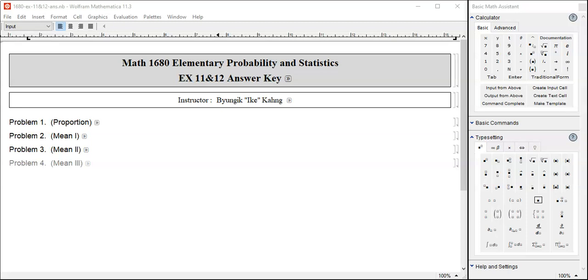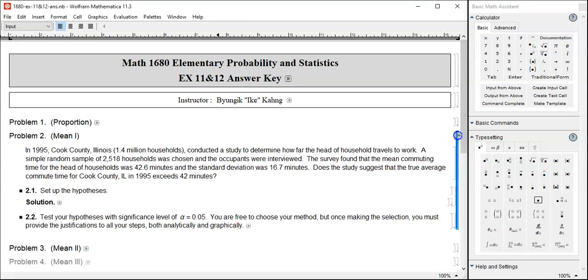Hello students, welcome back. Let's go to problem 2. This time we're going to study means, not proportion anymore.